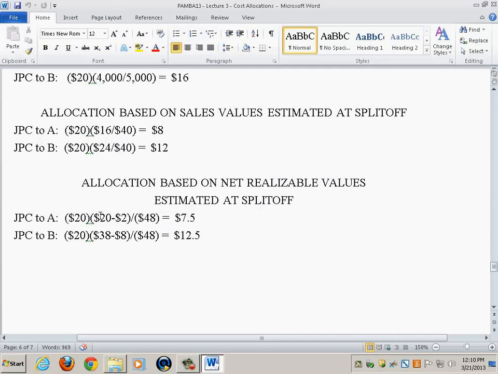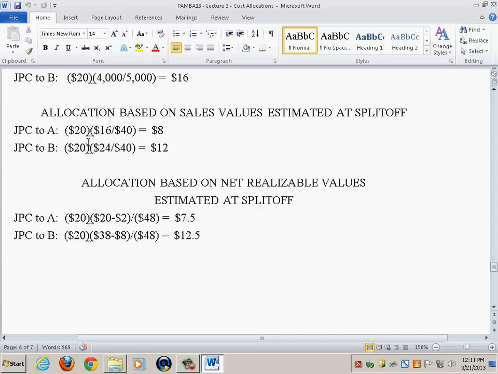Out of the 20 million, we'll allocate to A A's net realizable value, 20 minus 2, over the total net realizable value. And for B, B's net realizable value, 38 minus 8, over the total net realizable value of 48. And we get an allocation of 7.5 and 12.5.